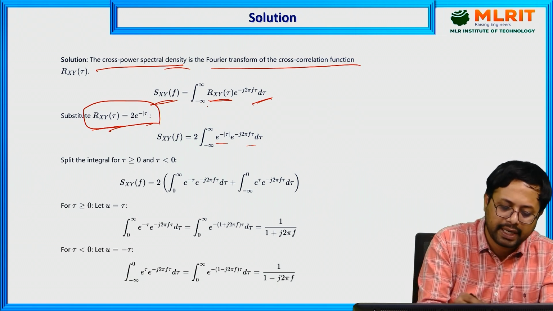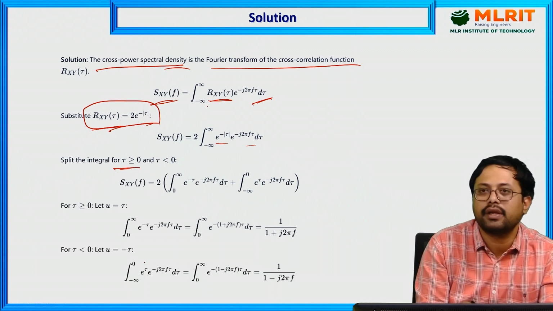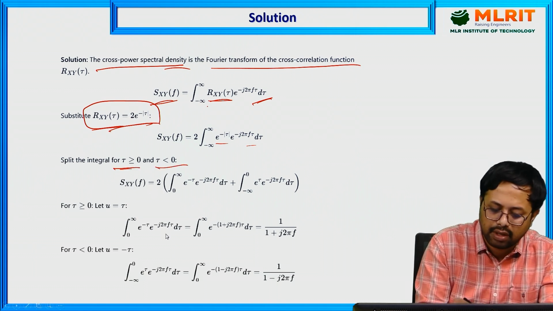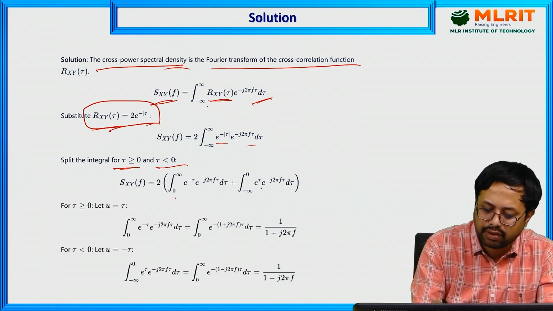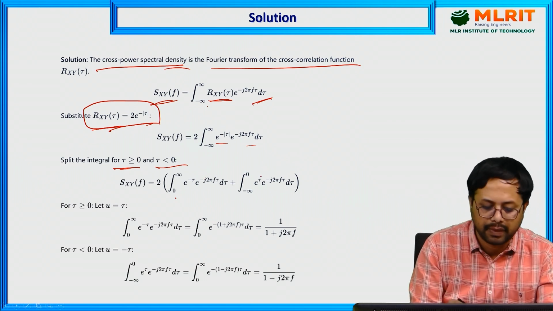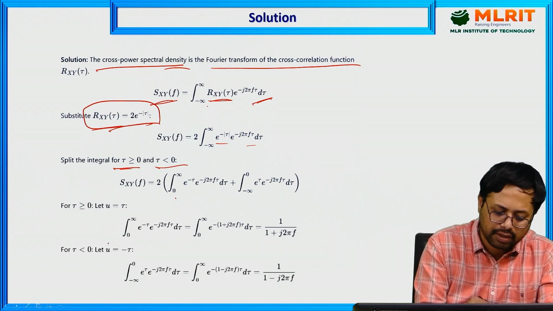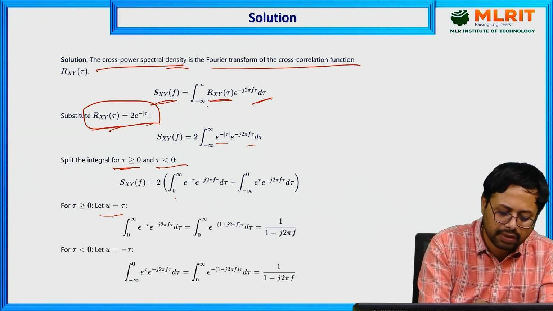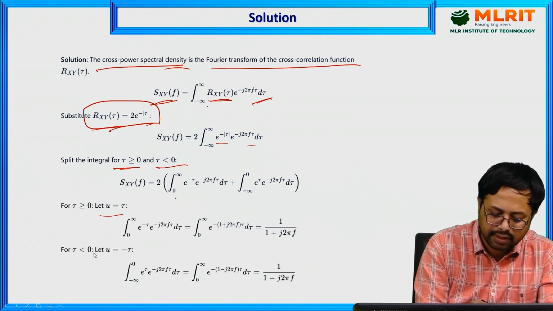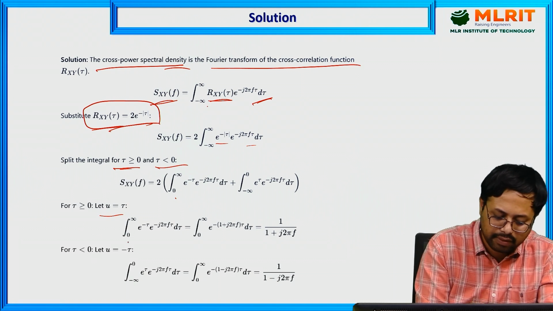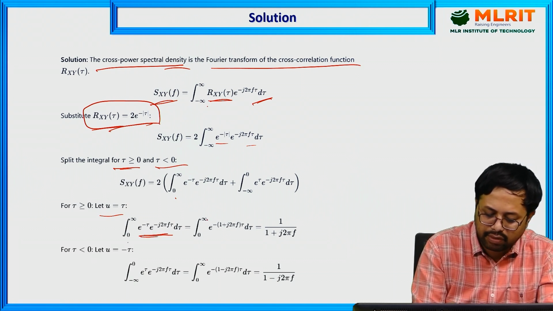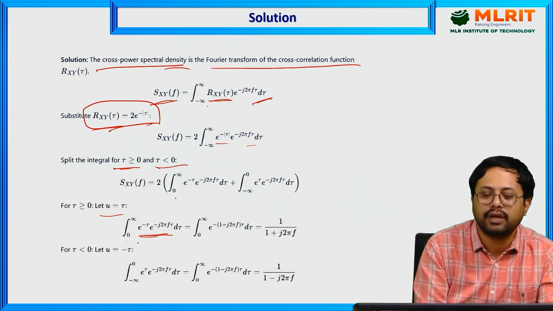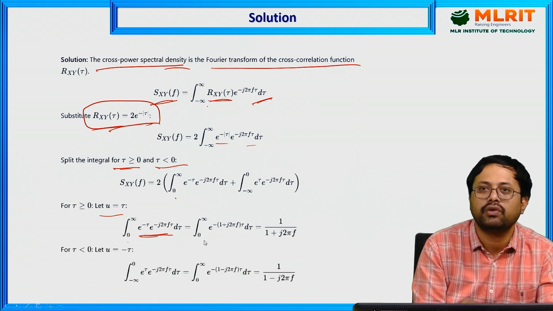Split the integral for tau greater than or equal to 0 and tau less than 0. From 0 to infinity you will get e power minus mod tau, and from minus infinity to 0 you will get e power tau. Then you substitute that. You can use the substitution method, here u equal to tau, for 0 to infinity e power minus tau. Whenever you have exponential powers, you can sum the terms.